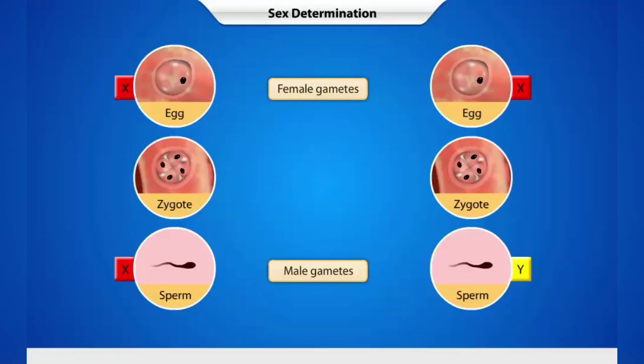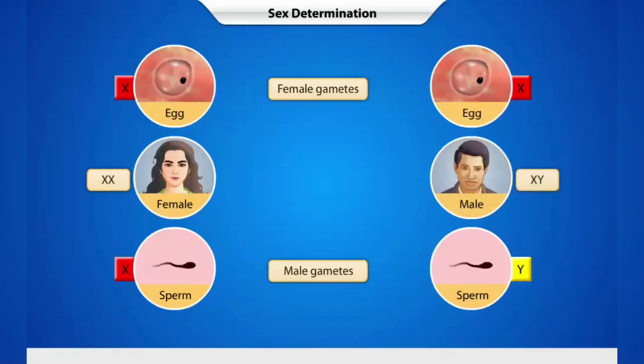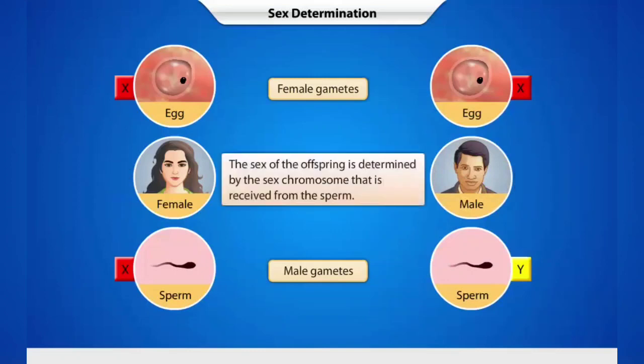If the sperm cell carries an X chromosome, the resulting zygote will be XX or female. If the sperm cell carries a Y chromosome, then the resulting zygote will be XY or male. Hence, the sex of the offspring is determined by the sex chromosome that is received from the sperm.